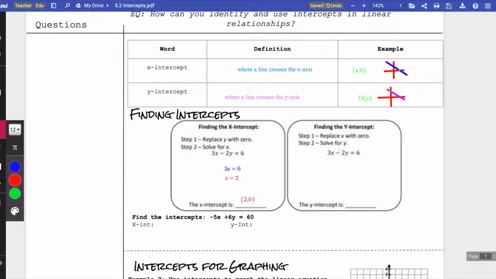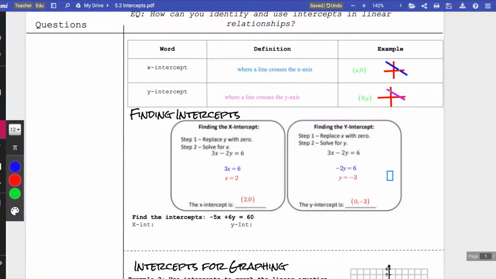Over here, it's the same thing, but this time I'm replacing x with 0. So if I replace x with 0, then it becomes 0 minus 2y, which is just negative 2y. So I can just go ahead and skip down to negative 2y equals 6. And again, just solving for y, I'm going to divide by negative 2, and I get y is equal to negative 3. That's my y-intercept. So when I go to write my y-intercept as a point, it's going to be the point 0, negative 3. So remember, for the y-intercept, you're going to have a value in the y place, and for the x-intercept, you're going to have a value in the x place. That's how you can remember it.